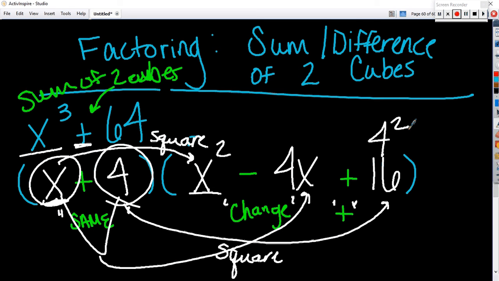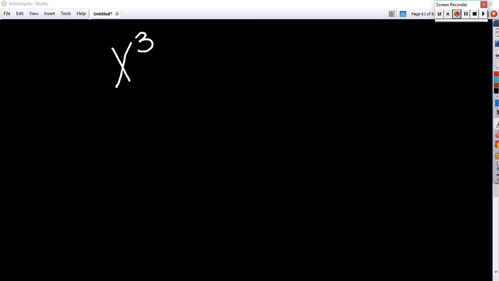You do need a square. That's how I got 16. Let me pause this. I'm going to change this one up. I'm going to make this x cubed minus. Now remember, with squares, it can only be a minus in the middle, but with cubes, it can be a plus or a minus. Let's do x cubed minus 125.